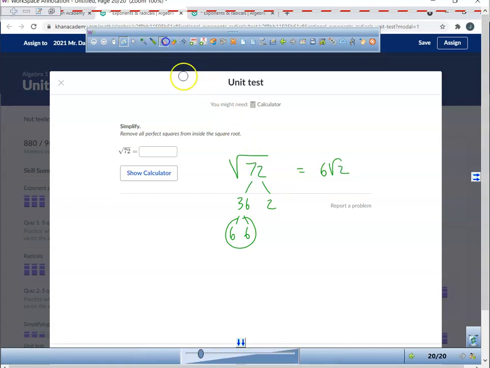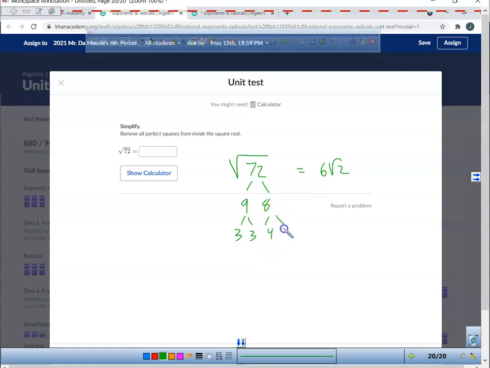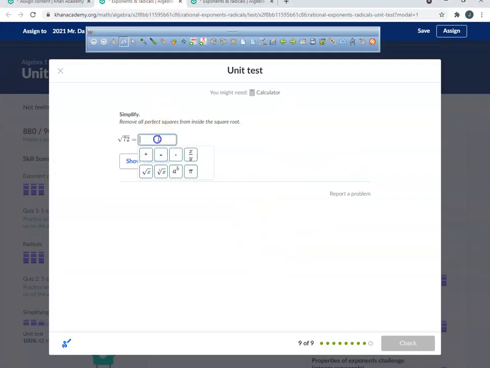Well, what if you didn't choose 36 and 2? What if you chose something else? Okay. What if you're like, I was going to choose a 9 and an 8. It'll still work. Look. 3 times 3. 4 times 2. 2 times 2, I got a pair of 3s, got a pair of 2s. 3 times 2 is 6, so it's still 6 radical 2.